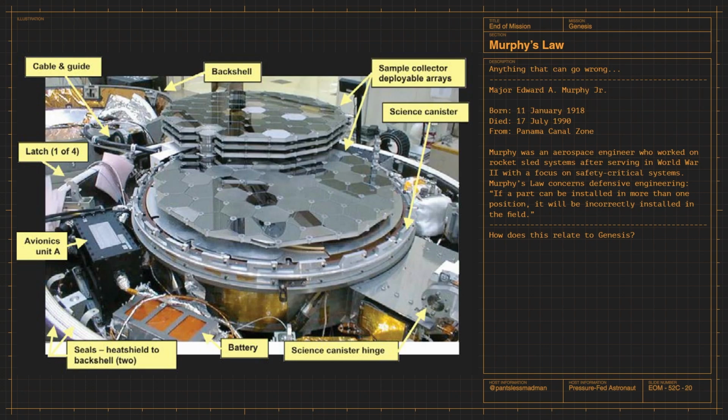And after one accident, he came up with what's now known as Murphy's Law, which is if a part can be installed in more than one position, it will be incorrectly installed in the field. Right? You plug a switch in one way, it works. You plug it in the wrong way, it blows up. It's going to happen, right? You have to design it so that does not happen. Right, that's why you have color coding, and different sizes for the plugs and whatnot.